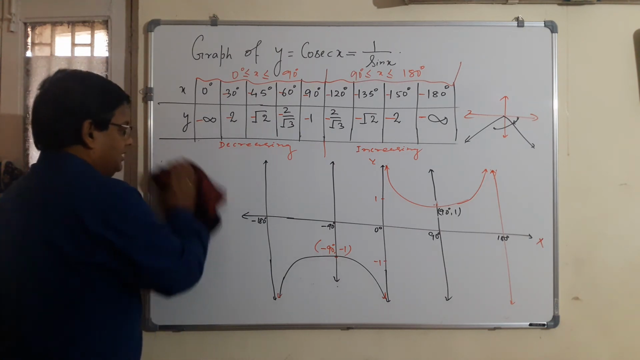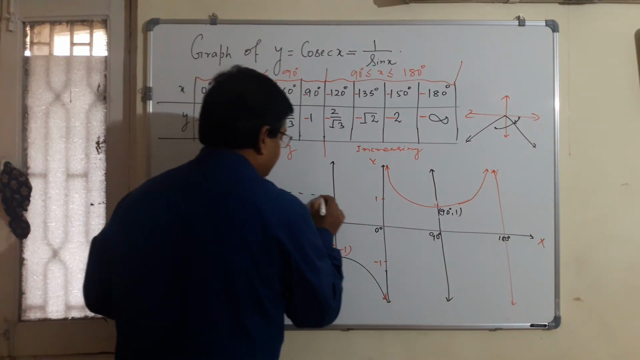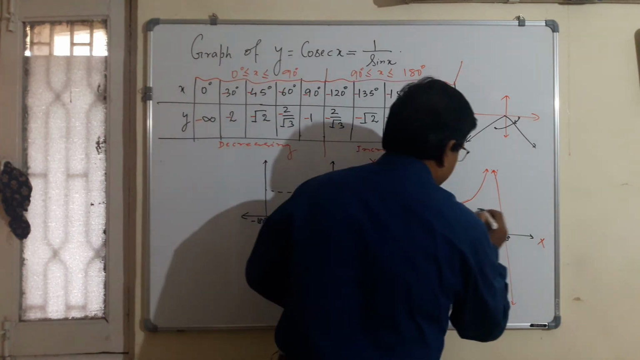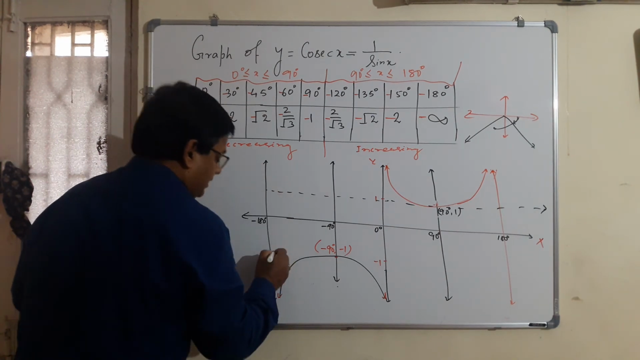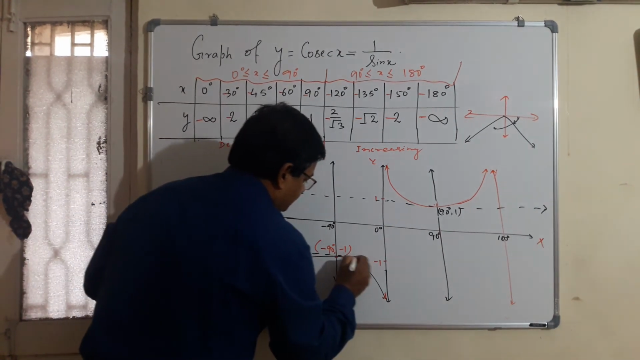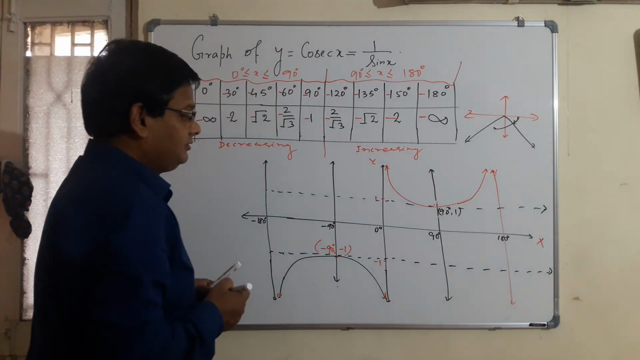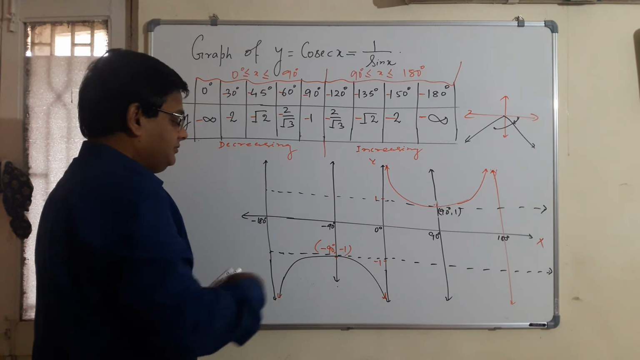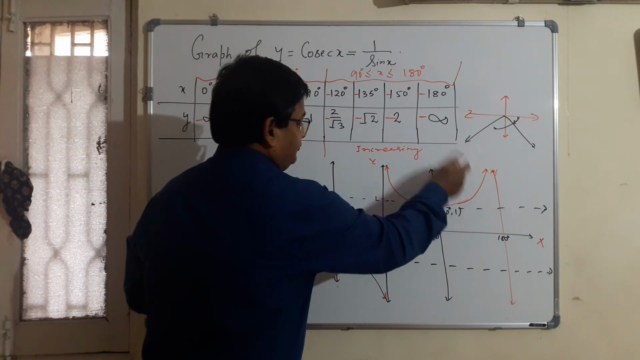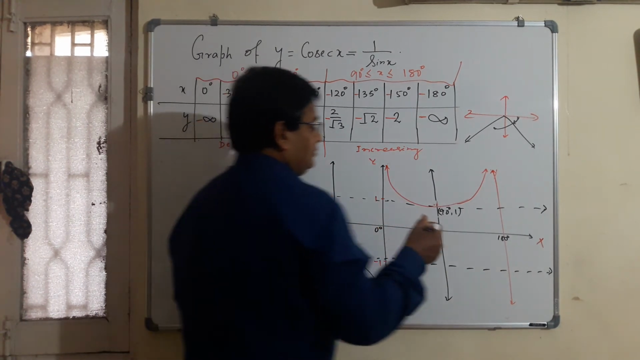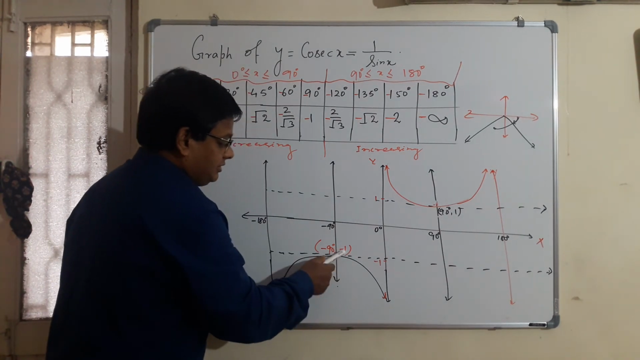So it means here we can see that there is no graph between minus 1 to 1. So see here, the range of this one is closed interval 1 to infinity, and here minus infinity to minus 1.